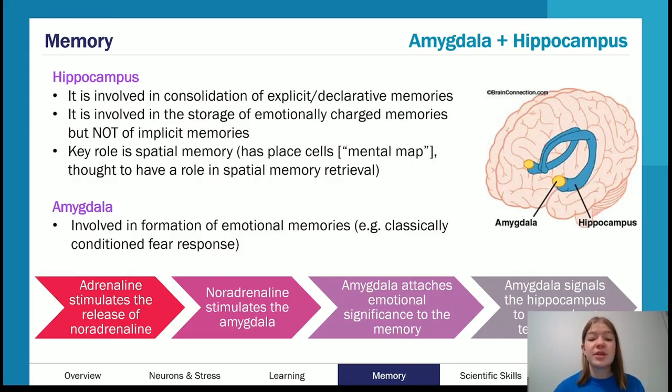When it comes to the amygdala, this is involved in the formation of emotional memories. For example, your classically conditioned fear response. So you can have adrenaline stimulate the release of noradrenaline, which is then going to interact with the amygdala. The amygdala will then know, okay, because there was all that adrenaline around, this must be something important. So I'm going to attach emotional significance to the memory and signal the hippocampus to make sure that this gets stored really well. This might be important for our survival.